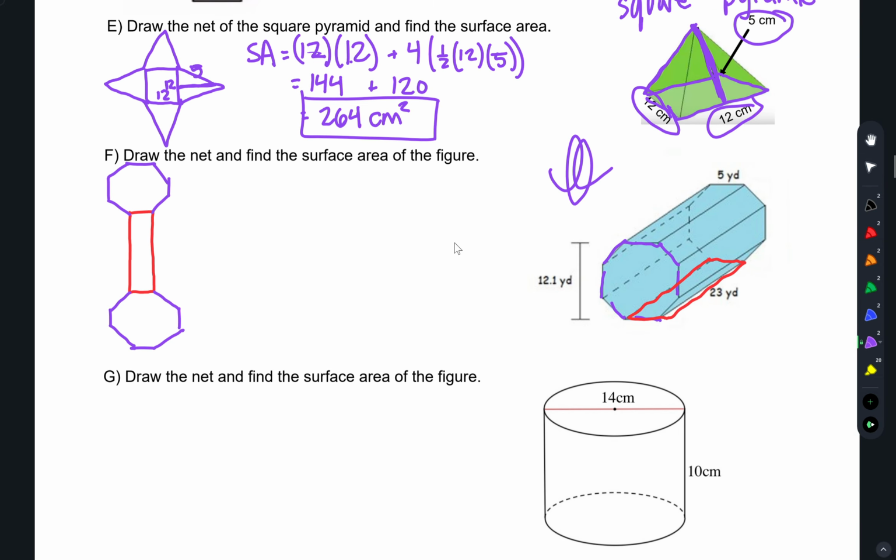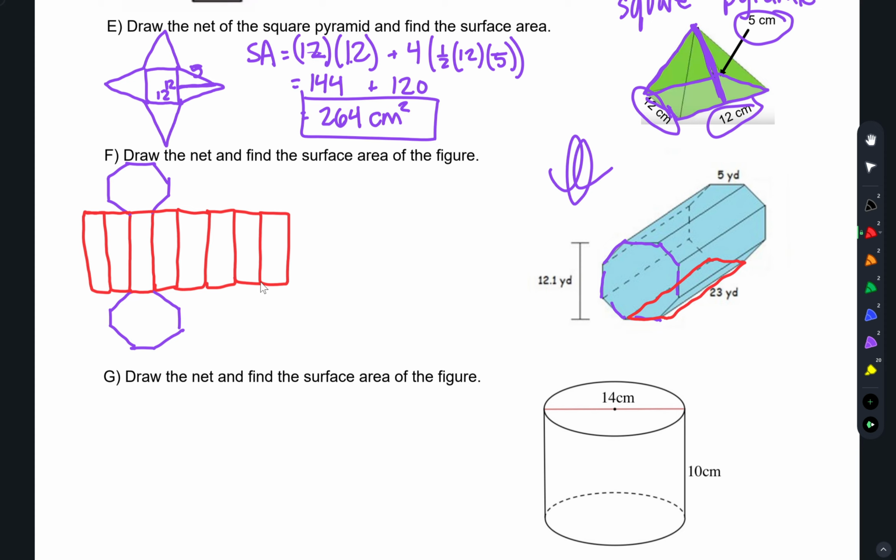And then I can figure out how many of those rectangle pieces I have. So if I count them up, 1, 2, 3, 4, 5, 6, 7, 8. I should have 8 of those little rectangular pieces. So I'm going to draw 8 of them somehow, if I can fit them all in here. 1, 2, 3, 4, 5, 6, 7, 8.